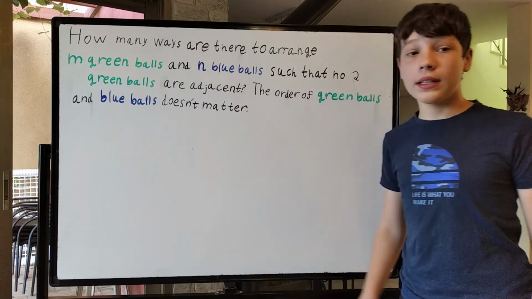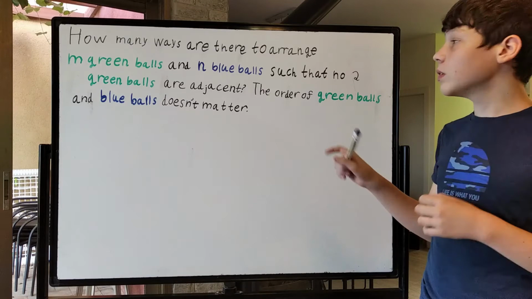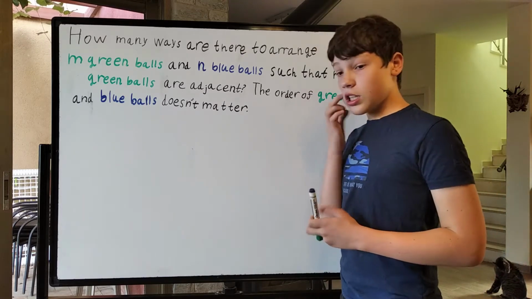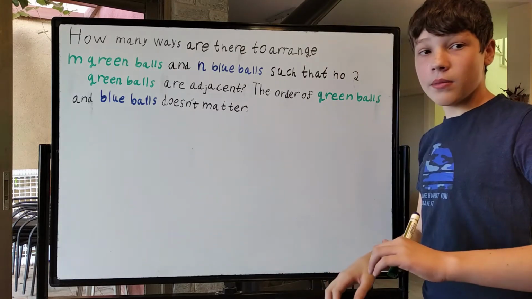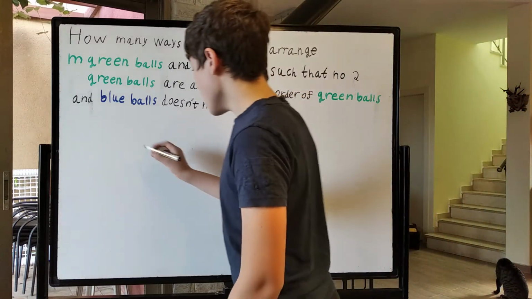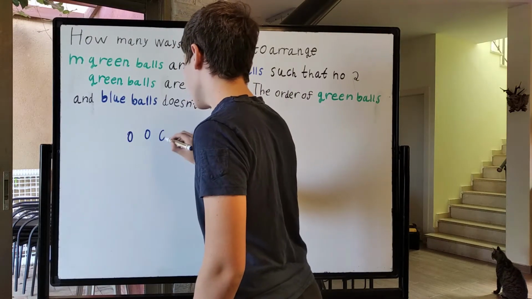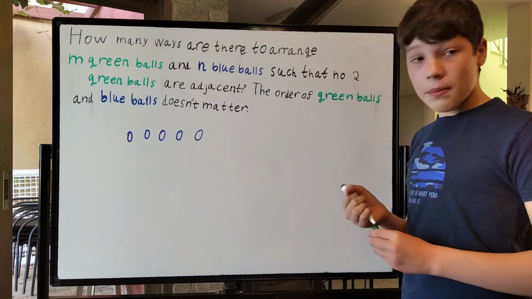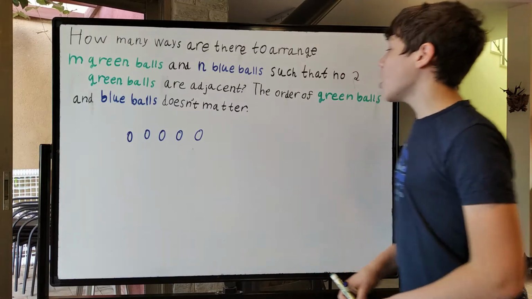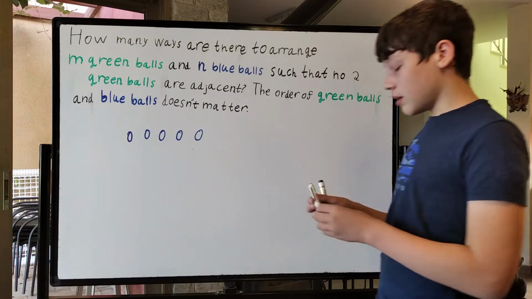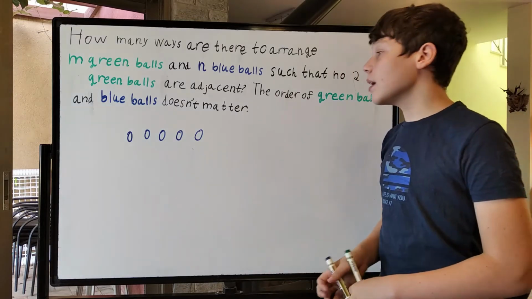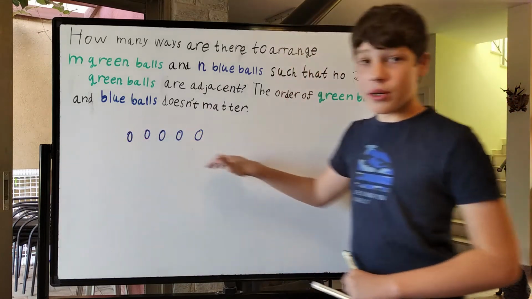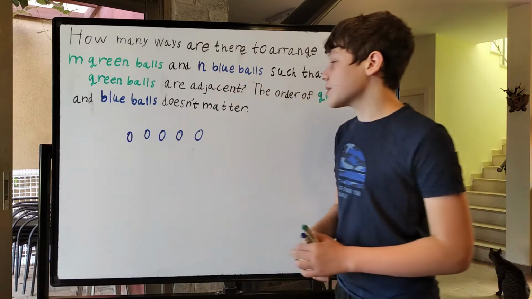The trick to solving this is seeing that the order of blue does not matter. We don't have any constraints on blue. So we can first order the blues, and then in between the blues, we're going to put the green ones. So we have blue, blue, blue, blue, blue, arranged in a line first. We do have a constraint on the green, but not on the blue, so we first arrange the blue ones, and then we see how many ways there are to put in the green ones such that no two green ones are adjacent.